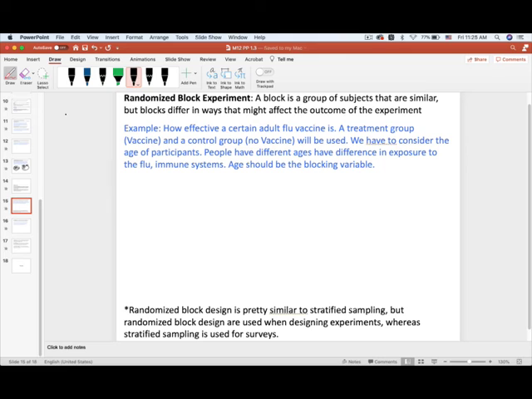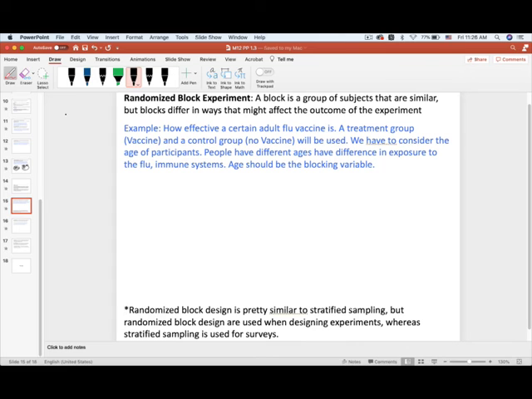Okay, randomized block experiment. A block is a group of subjects that are similar, but blocks differ in ways that may affect the outcome of the experiment. For example, how effective a certain adult flu vaccine is. A treatment group, vaccine, and a control group, no vaccine, will be used. We have to consider the age of participants. People of different ages have differences in exposure to the flu, immune systems. Age should be the blocking variable.